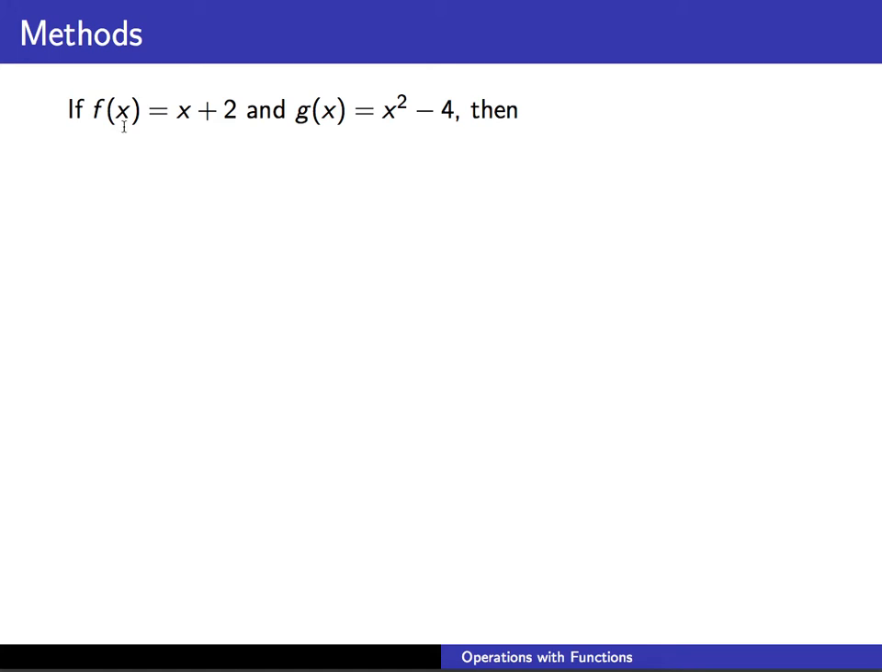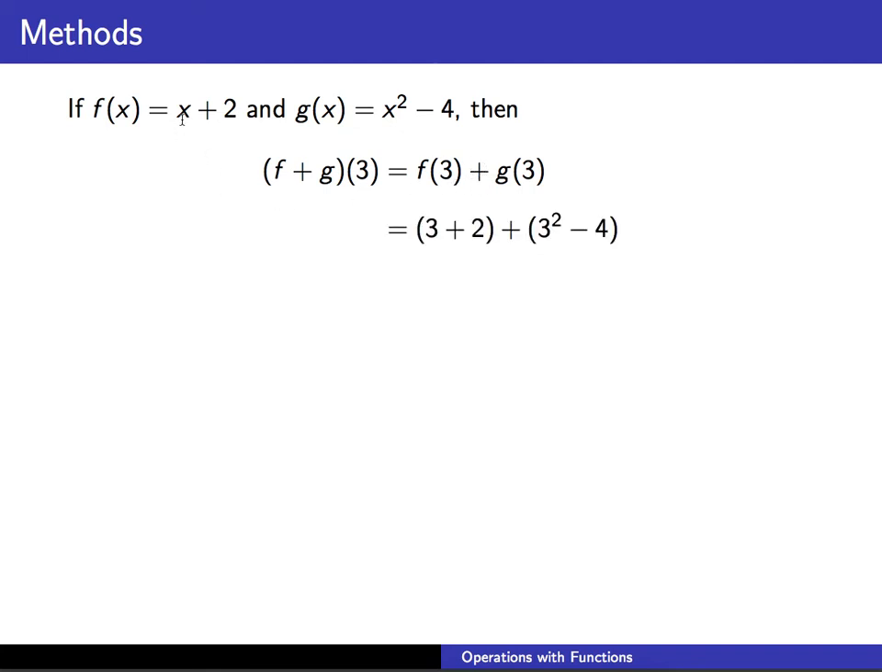So let's say again that f of x is x plus 2 and g of x is x squared minus 4. Now, f plus g of x, we could find by adding the two functions together, combining like terms, etc. Now, if we want to evaluate this at an actual value for x, so for instance, when x equals 3, one method is to plug a 3 in for f of x and plug a 3 in for g of x. So if we evaluate f of 3 and then we evaluate g of 3, we can add those two results.